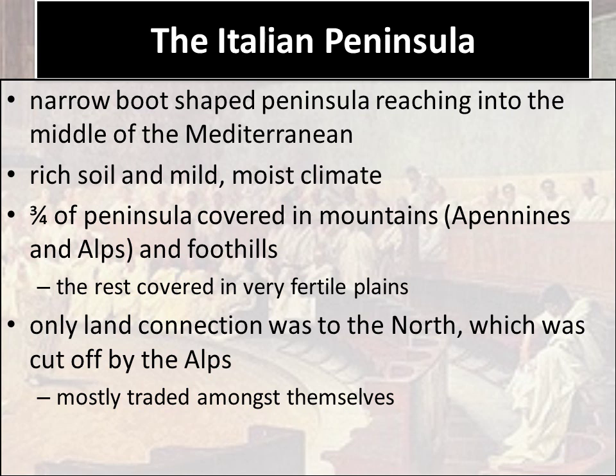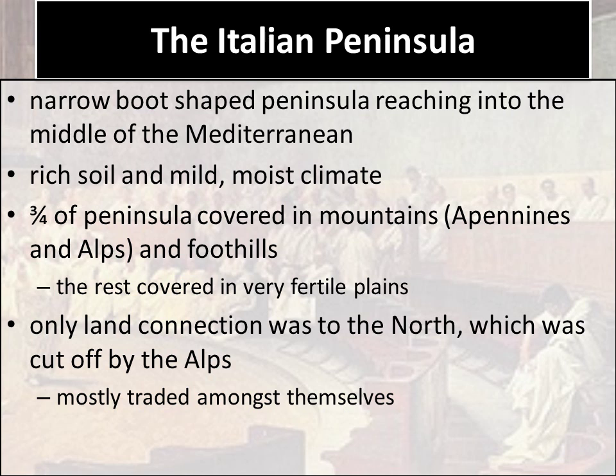It has rich soil and mild, moist climate. About 75% of the peninsula is covered in either mountains or foothills. The two main mountain ranges are the Apennines, which travel down the middle or the spine of the peninsula, and the Alps, which are on the northern border. Now, what's not covered in mountains or foothills is covered in very fertile plains.